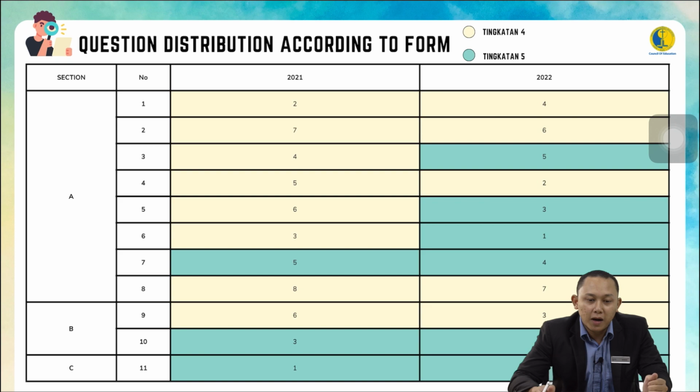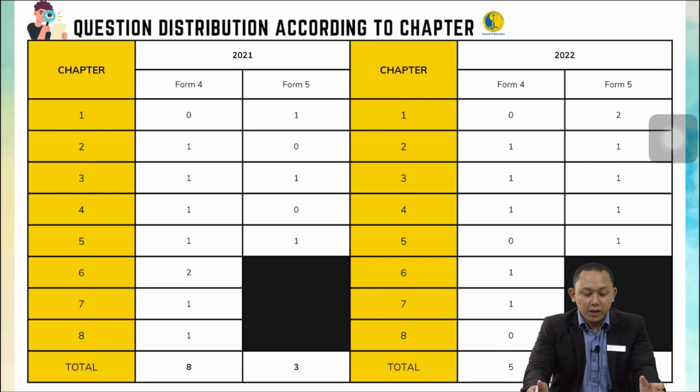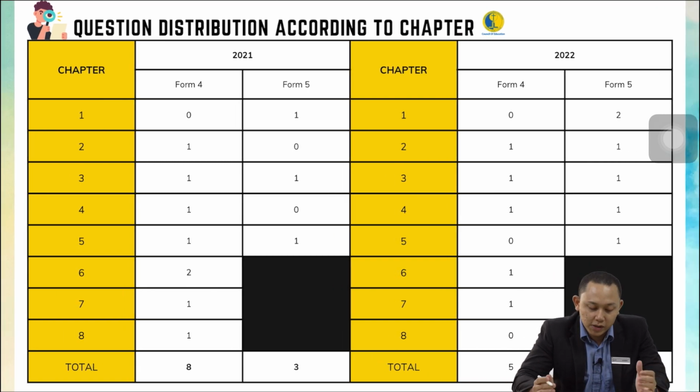So there is not yet a chapter from Form 4, which I'm assuming this year could be asked about, maybe salt or base from Form 4. For the distribution on paper 2, it's the same thing. You can see for 2021 a lot of questions coming from Form 4, and for 2022 a lot of questions coming from Form 5. So the trend keeps going Form 4, Form 5. I'm not sure about this year.